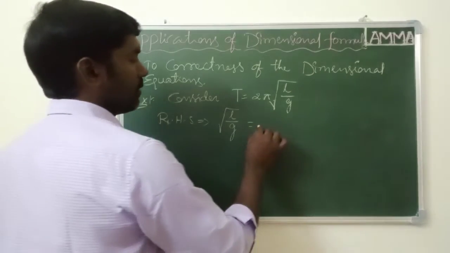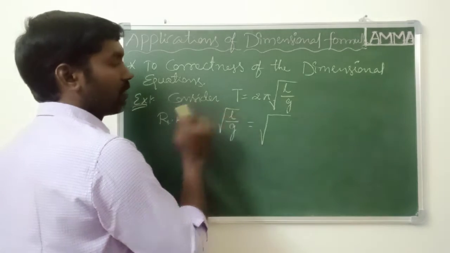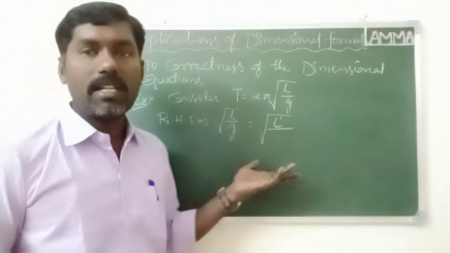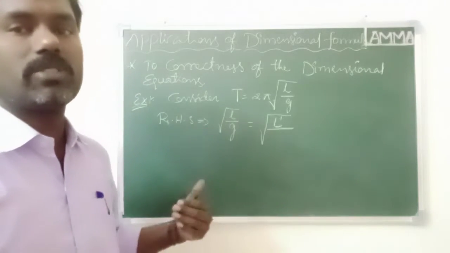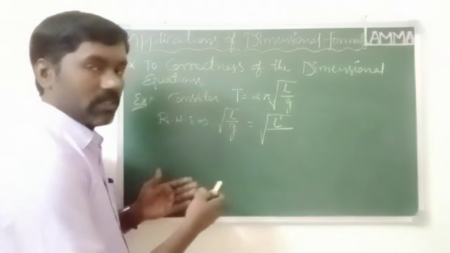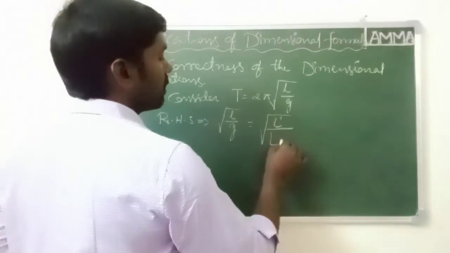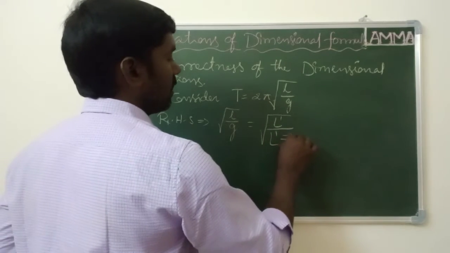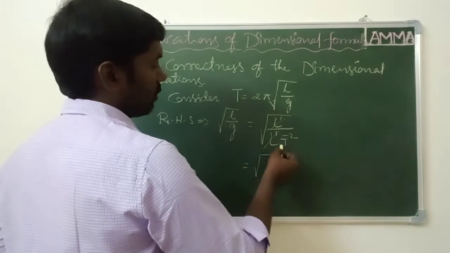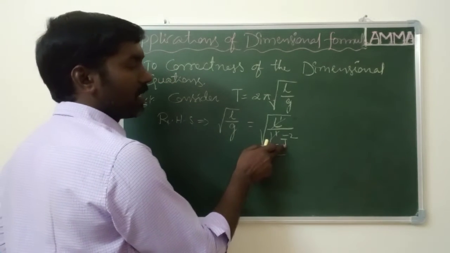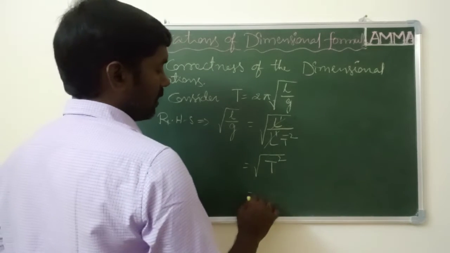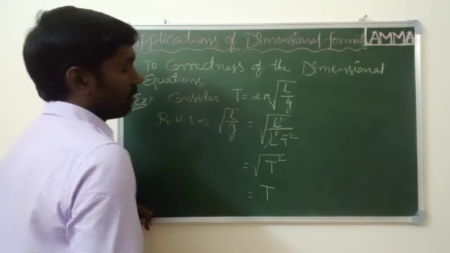Here L is length, with dimensional formula L¹. What is the dimensional formula of g? Gravitational acceleration is nothing but acceleration due to gravity, so the dimensional formulas are the same: L¹T⁻². The L¹ gets cancelled, leaving T⁻². Sending T⁻² from the denominator to the numerator, it becomes T². The square root of T² is nothing but T. So that is the right-hand side.